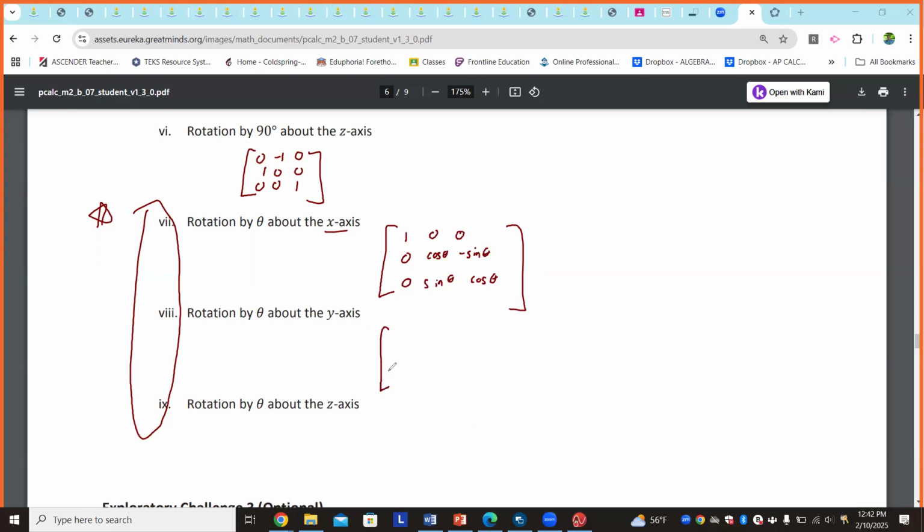And then we can make the next two as well. So this would be cosine theta, 0, negative sine theta, 0, 1, 0, sine theta, 0, cosine theta. And then our last one, cosine theta, negative sine theta, 0, sine theta, cosine theta, 0, 0, 0, 1.